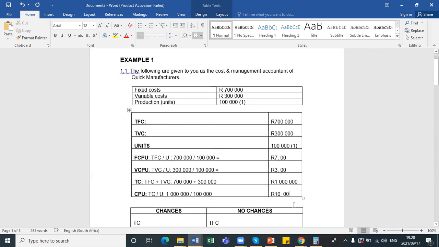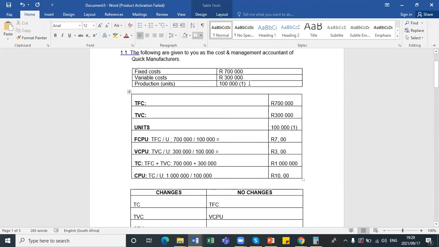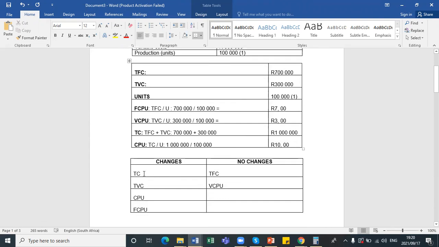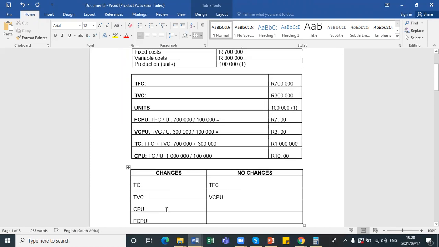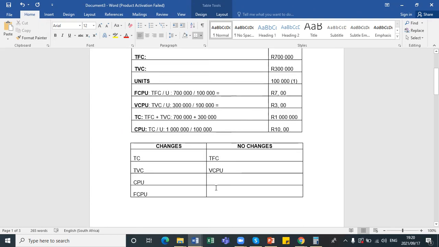Then I've got another template here, which says changes and no changes. So which calculations will change when our production moves from 100,000? It either increases or decreases. There's 4 calculations that will change: your total cost, your total variable cost, your cost per unit, and your fixed cost per unit. Then which calculations will not change even if production changes? It's total fixed cost and variable cost per unit.